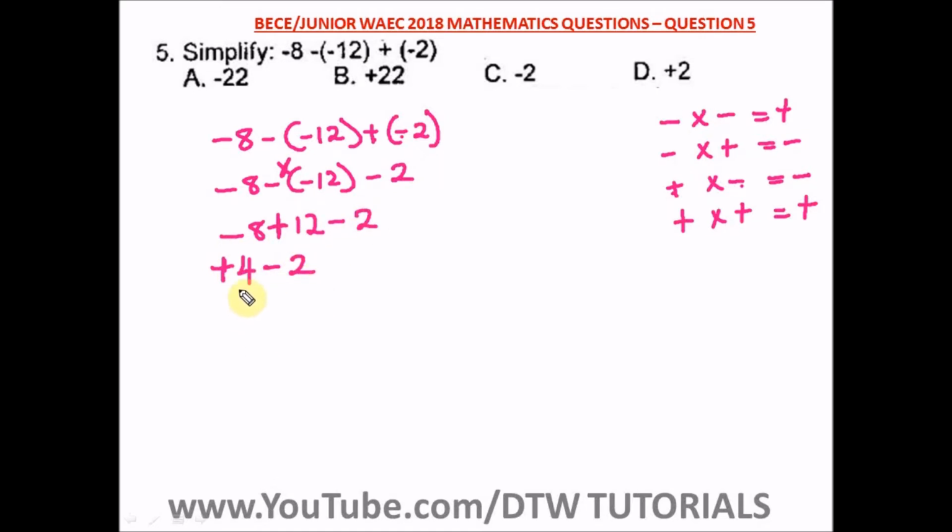Now we have plus 4 minus 2. The biggest number is still 4, and it carries a positive sign, so our answer will carry a positive sign. The operation we perform is subtraction, since we have a positive and a negative. So we say 4 minus 2, and that gives us 2. This is our final answer, plus 2, and our right option here is option D.